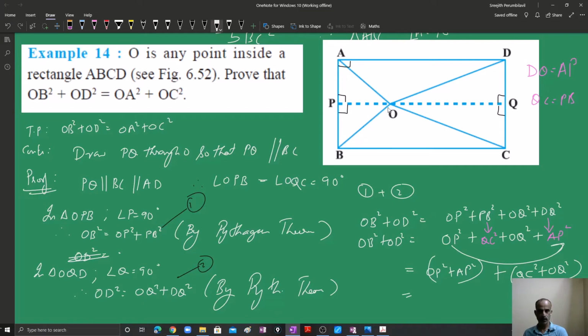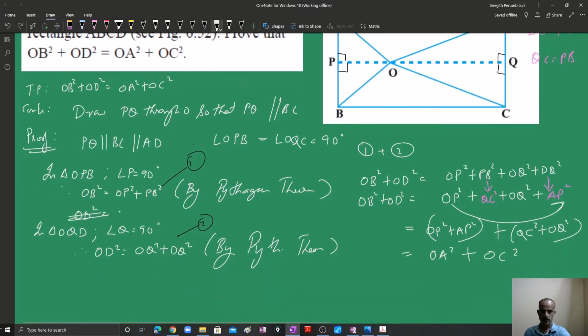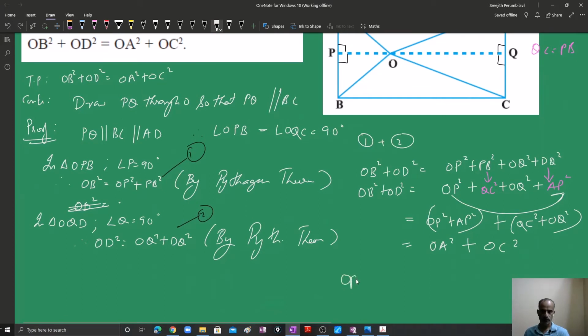Rearranging, what is OP square? OP square plus AP square, that is OA square, plus OQ square plus QC square, that is OC square. Hence the proof we got. Therefore OB square plus OD square is equal to OA square plus OC square, and that is what is asked.